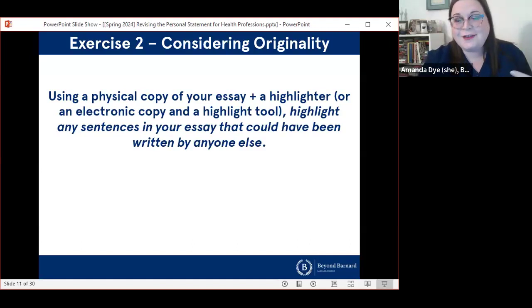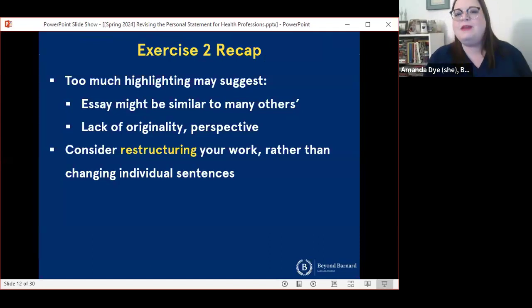This is kind of a shocking exercise sometimes to people, because if you're going through sentence by sentence and really evaluating whether or not anyone else could have written that sentence, it may be the case that you're doing a lot of highlighting. Why do I like this exercise? Well, because I think that seeing a lot of highlighting is really important.